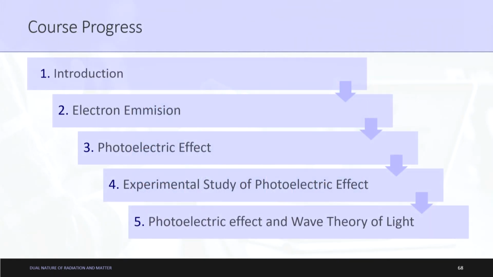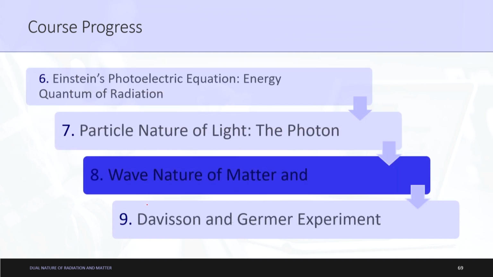So, that is the complete end of the lecture series on dual nature of radiation and matter. We started with the introduction, then we went on to electron emission, then the photoelectric effect, then the experimental study of the photoelectric effect, as in trying to find out what happens when there is a change in intensity, change in the stopping potential, etc. Then the photoelectric effect and the wave theory, to find out that the photoelectric effect can be explained using the wave theory, but there are some concepts which require the use of the photon, or let us say the particle nature of light.